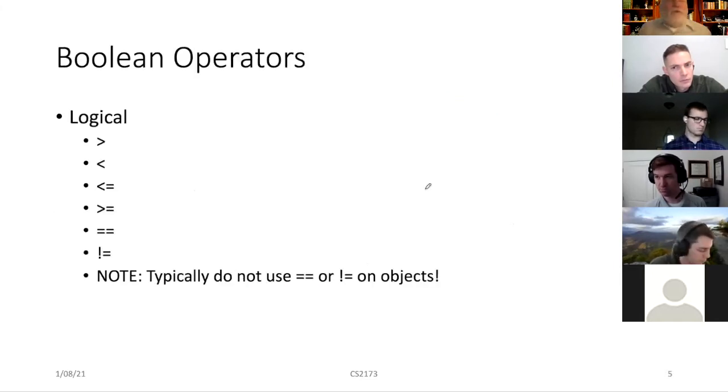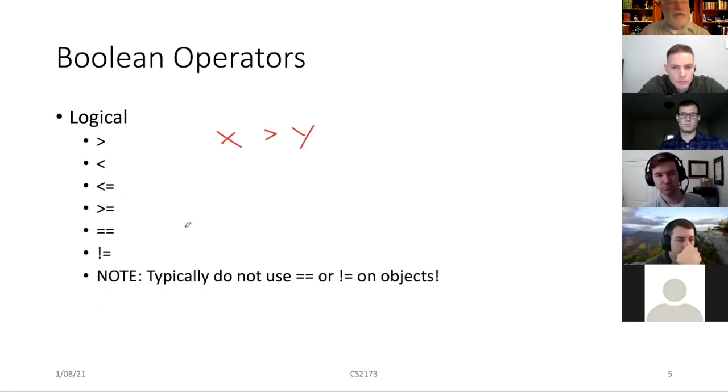Okay, so now Boolean operators. These work on numbers. So X bigger than Y is true if X is bigger than Y, and false if X is not bigger than Y. And less than, similarly, less than or equal to, greater than or equal to, equals. Now, JavaScript has an additional one where they have 3 equals. Java only has 2, so equals means they're exactly the same.